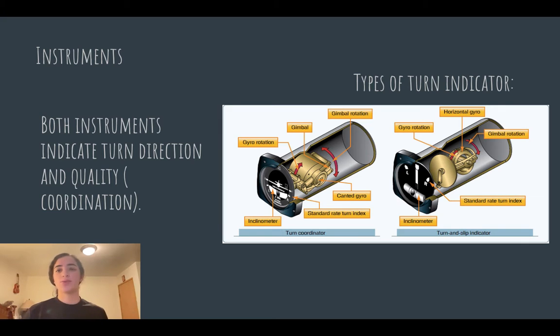Aircraft use two types of turn indicator, which are the turn and slip indicator and the turn coordinator. The first one only shows the rate of turn in degrees per second, and the turn coordinator is mounted at an angle, so it initially shows low rate.